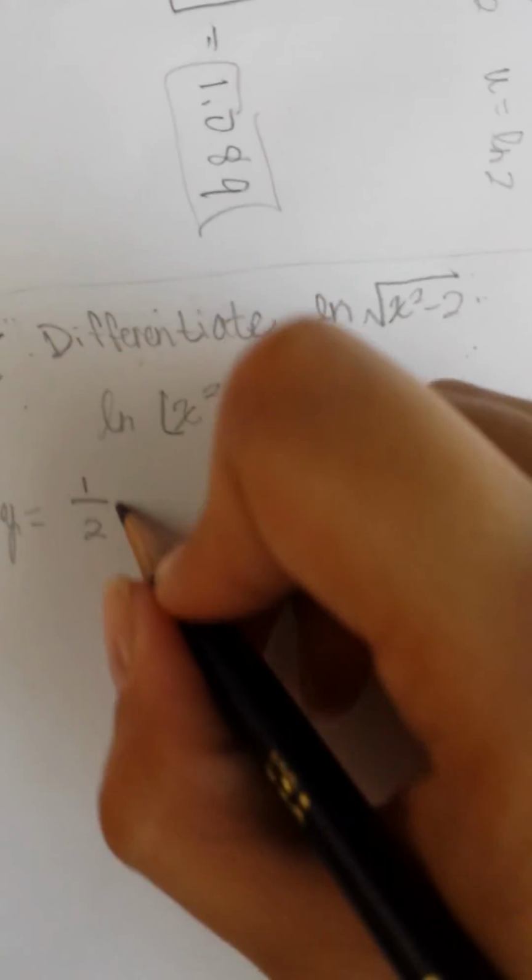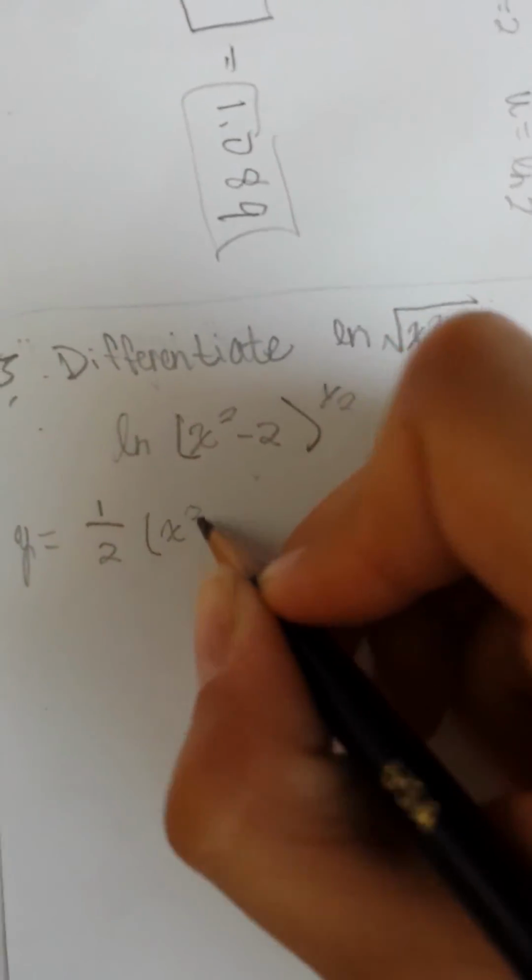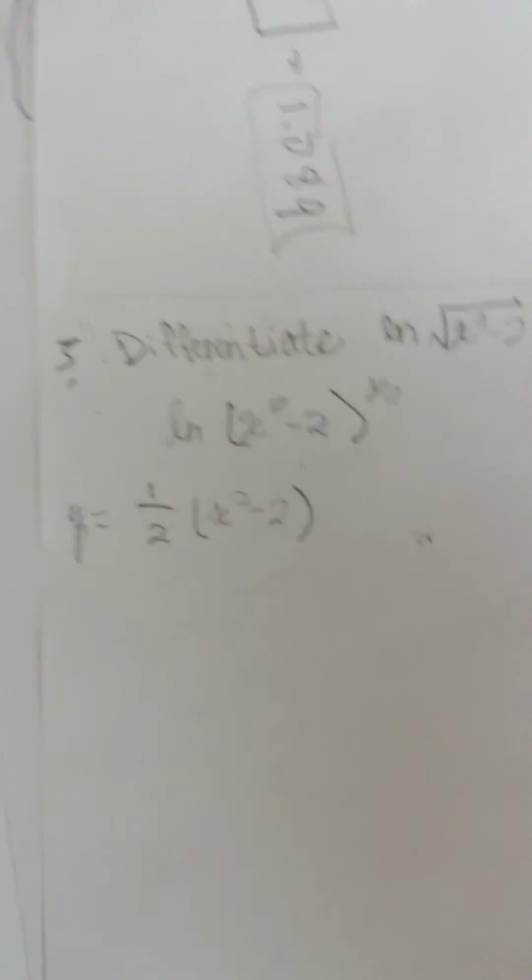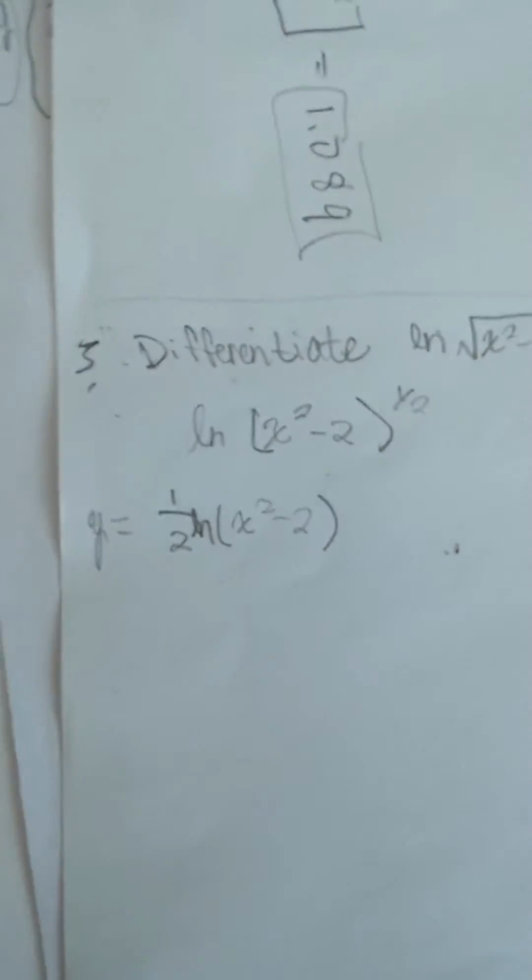Okay, yeah. So 1/2 of x squared minus 2. So you need to take the derivative of this. Oh, I forgot the ln. 1/2 ln. That's very important. Don't forget that. Okay, you can't forget that.